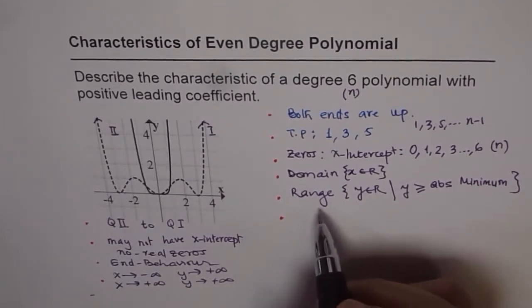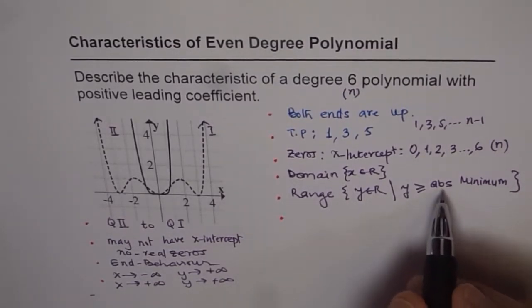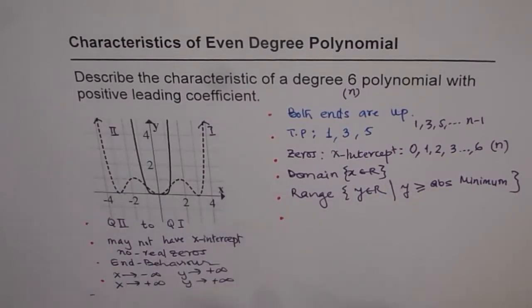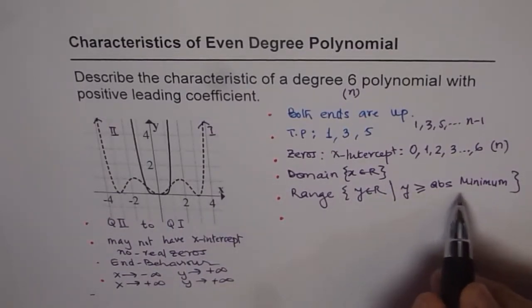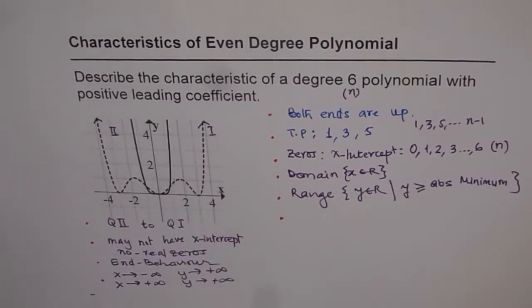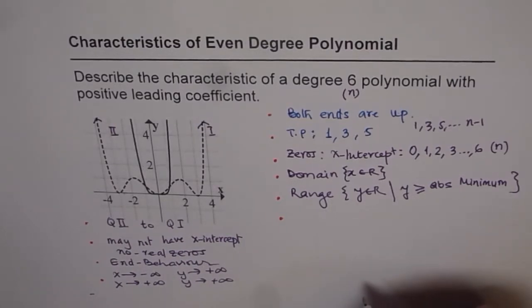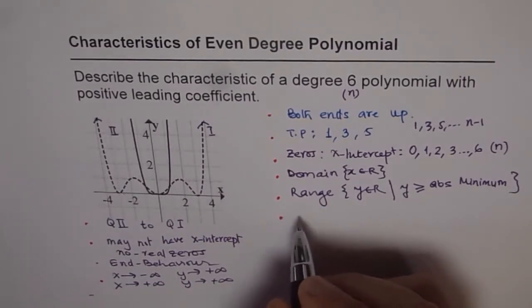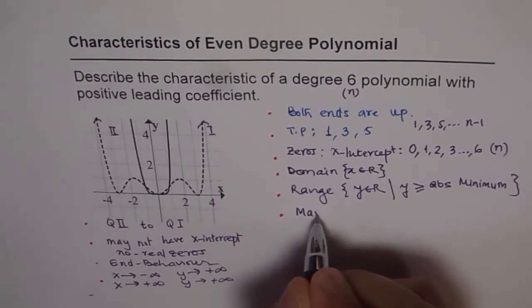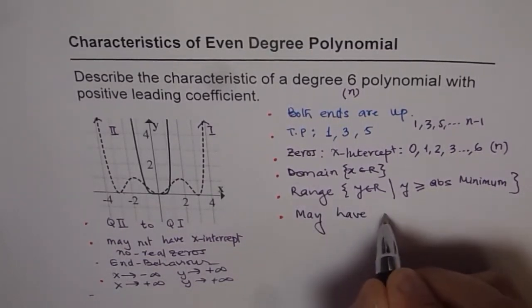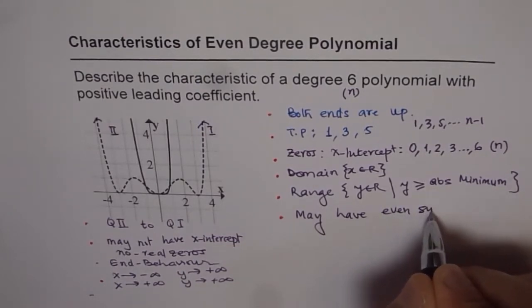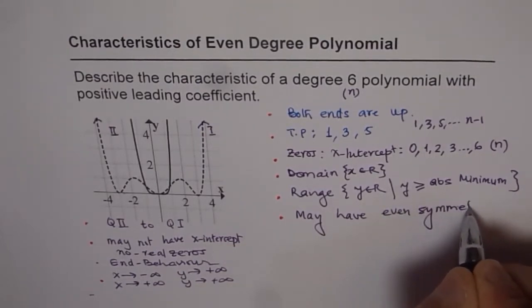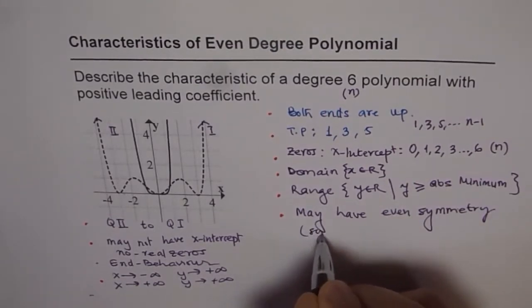Now, that is not there in case of odd degree polynomials. Odd degree polynomials will go from minus infinity to plus infinity. So they will not have an absolute minimum value if their leading coefficient is positive, right? So these are some of the characteristics which we can list out, and then we can say there is one more: even symmetry. So an even degree polynomial may have, not always, may have even symmetry. Even symmetry means that they are symmetric about the y-axis.